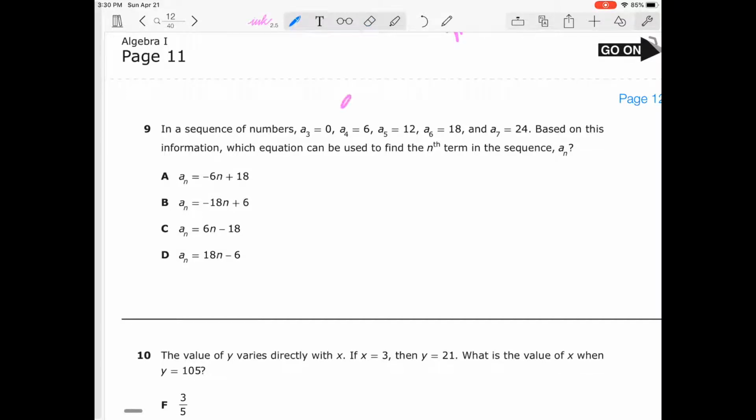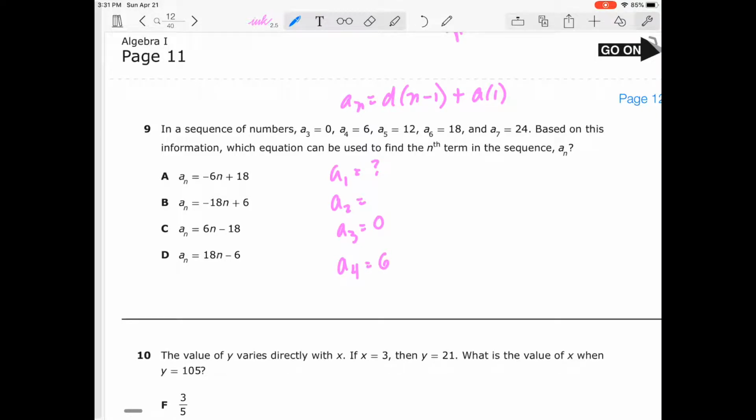Well, if we recall, our a of n sequence formula is going to be a of n is equal to d times (n minus 1) plus our first term, let me use a1. Now we don't know what our first term is. Our first term, that's term 1, is a big question mark. We don't know what term 2 is, but we know that our third term is equal to 0, and we also know that our fourth term is equal to 6.